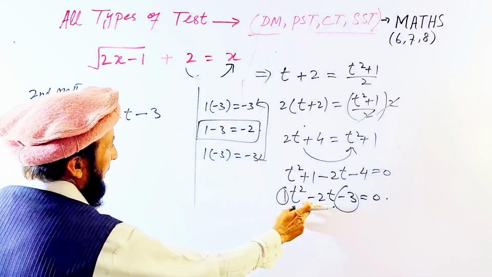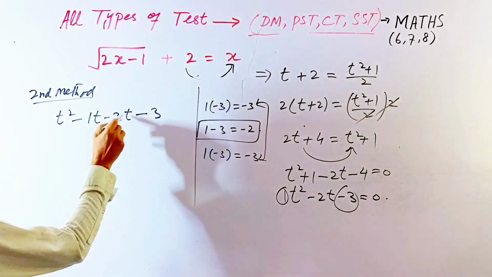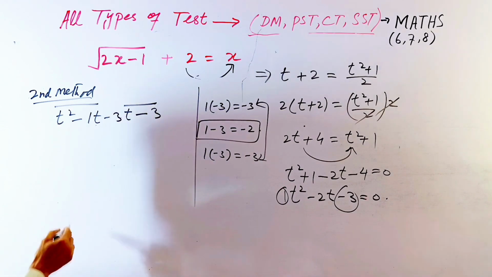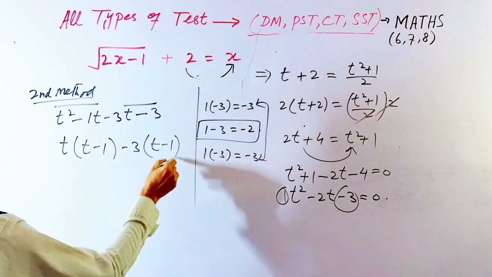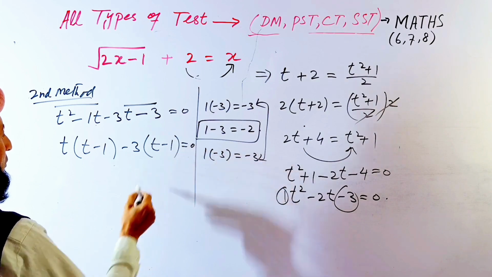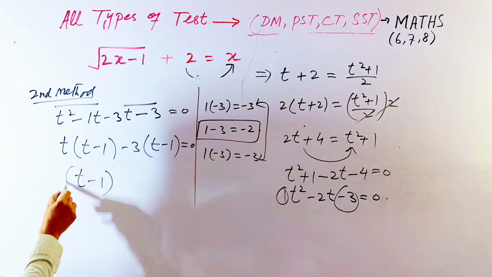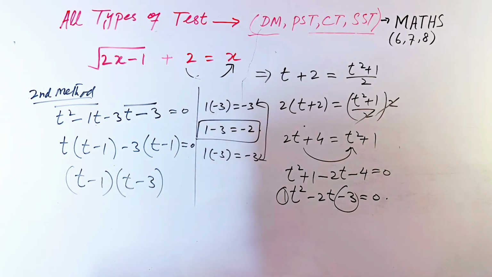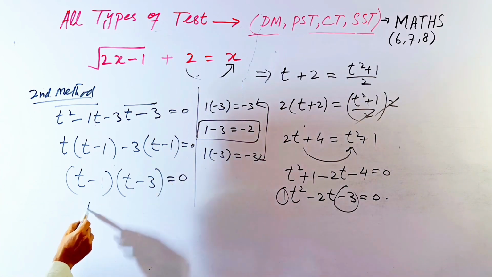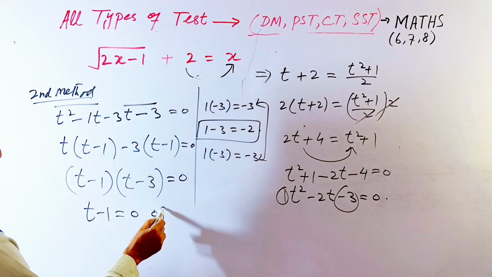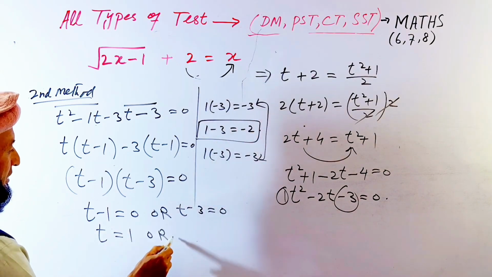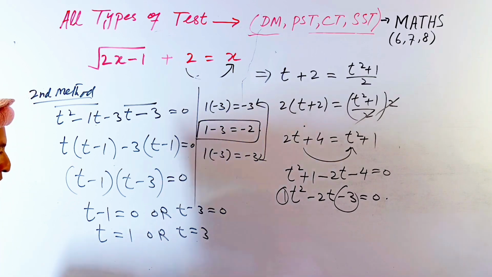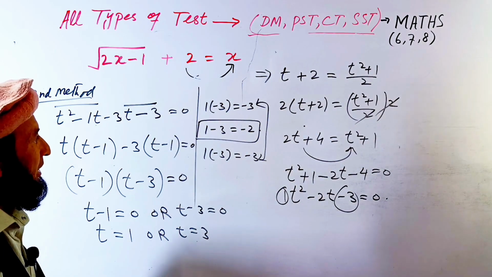In the place of minus 2, we get minus 3. So we make the first and second terms a group. t is common, t minus 1, and minus 3 is common, t minus 1. So t minus 1 into t minus 3 is equal to 0. So t minus 1 is equal to 0 or t minus 3 is equal to 0. t is equal to 1 or t is equal to 3. We get two results. Now we replace these results in the supposition.